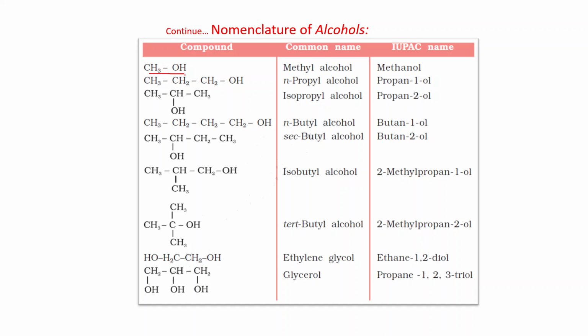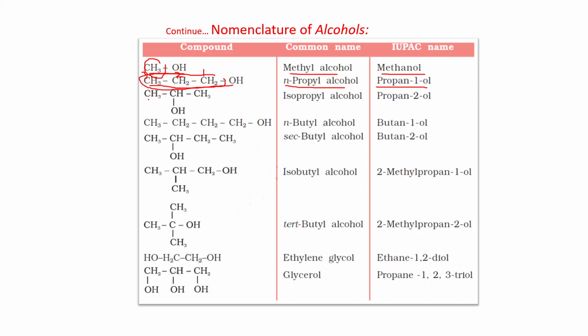This is CH3OH. This is methyl. That's why this is methyl alcohol. In the IUPAC name, this is methanol. Now this group is normal propyl. That's why this is normal propyl alcohol according to the common name, and for its IUPAC name you use the numbering 1, 2 and this is 3. That's why this is propane 1-ol.